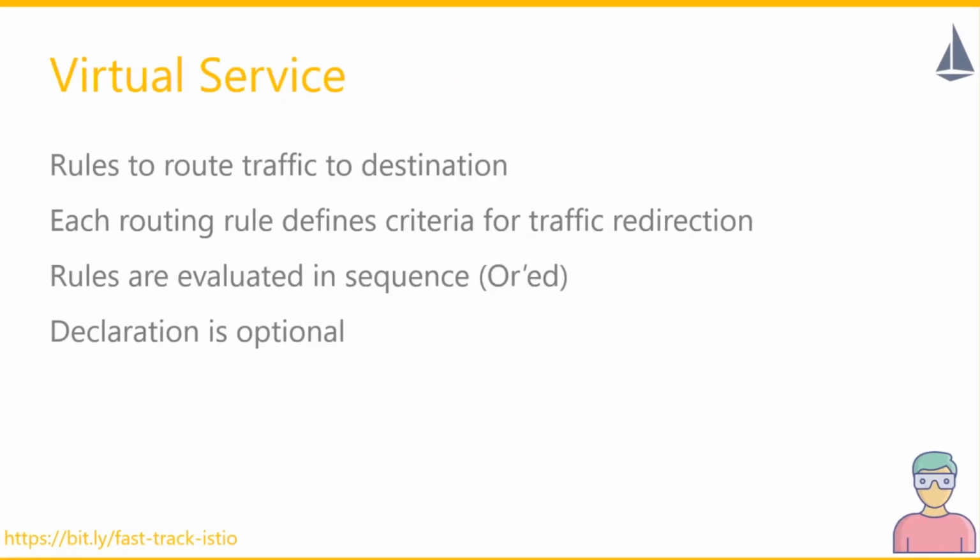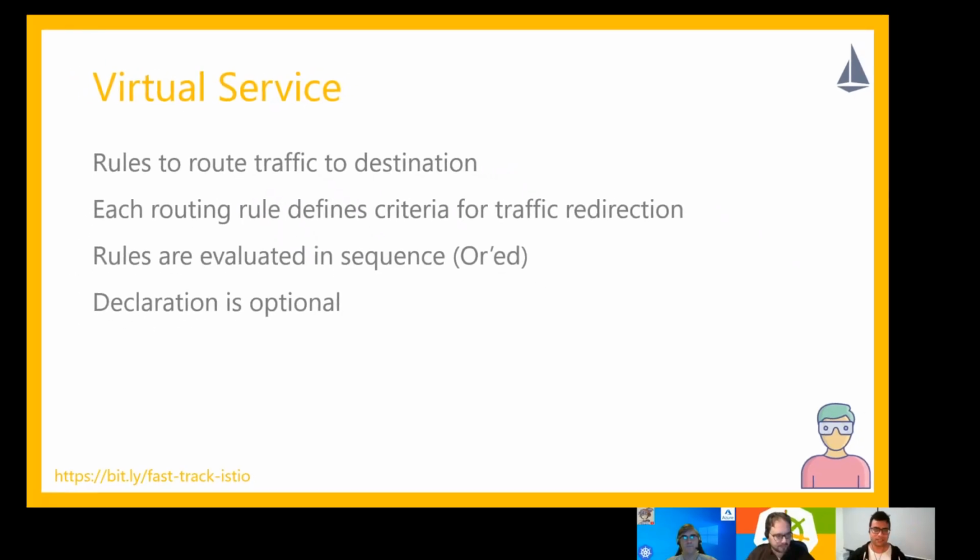Let's talk about each of these individual components in a nutshell. The first API, the gateway, we have already discussed. We saw it in action in the previous demo. Let's now talk about the virtual service. The virtual service's role in Istio is to route traffic to destination, like I just discussed in the previous diagram.